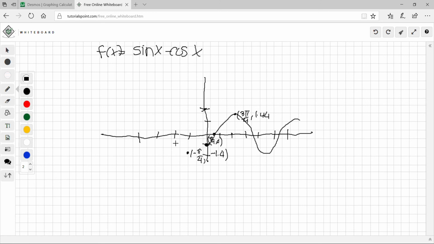And then this point is negative 3 pi fourths, comma 0. So it would look something like, oops, sorry. So yeah, you can make it look so much nicer if you put it in a graphing calculator. So that's how you do the trig, and that's it.